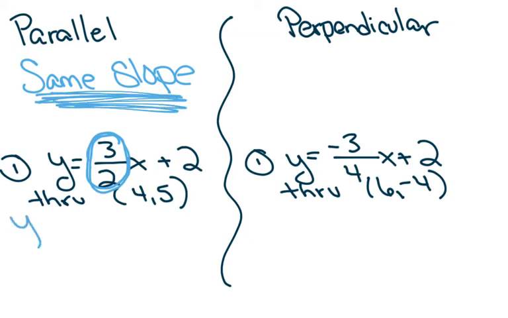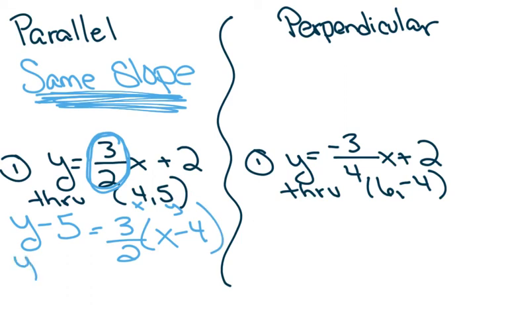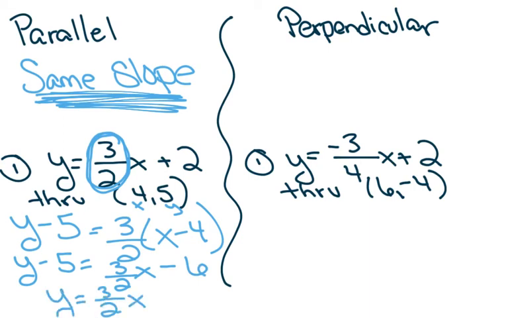So we'd have y minus my 5 equals 3/2 times x minus 4. All right, so y minus 5. All right, when I distribute, I would get 3/2 x minus 3 times 4 is 12, divided by 2 is 6. And then I need to add the 5 over, so final answer, y equals 3/2 x minus 1.